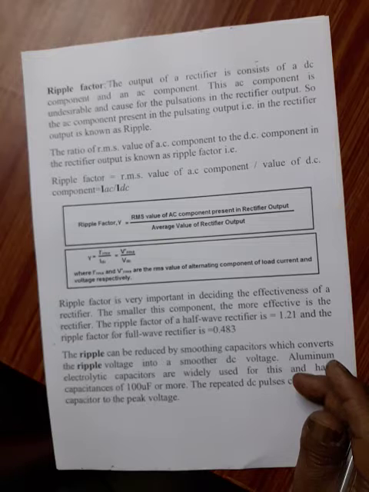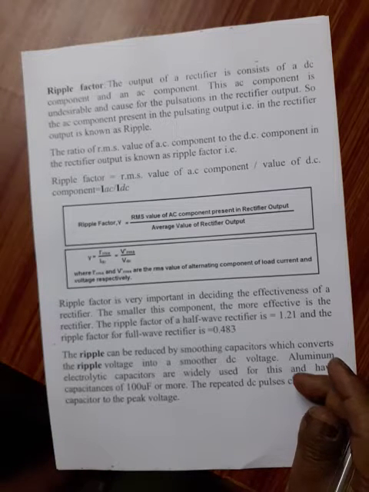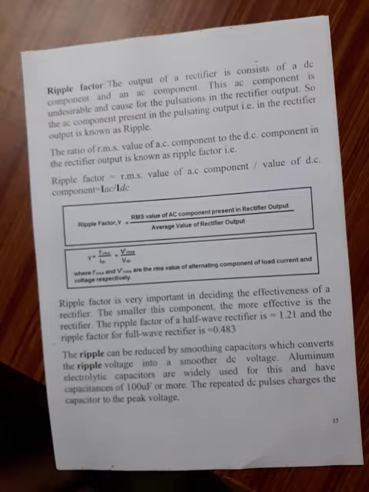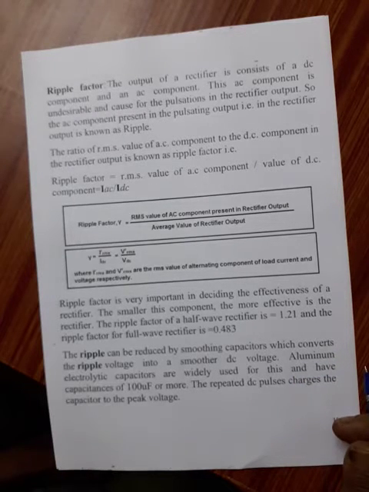Ripple factor is very important in deciding the effectiveness of a rectifier. The smaller this component, the more effective the rectifier. The ripple factor of a half wave rectifier is 1.21 and the ripple factor for the full wave rectifier is 0.483. The ripple can be reduced by smoothing capacitors, which convert the ripple voltage into a smoother DC voltage. For this, aluminum electrolytic capacitors are widely used and have a capacitance of 100 microfarad or more.